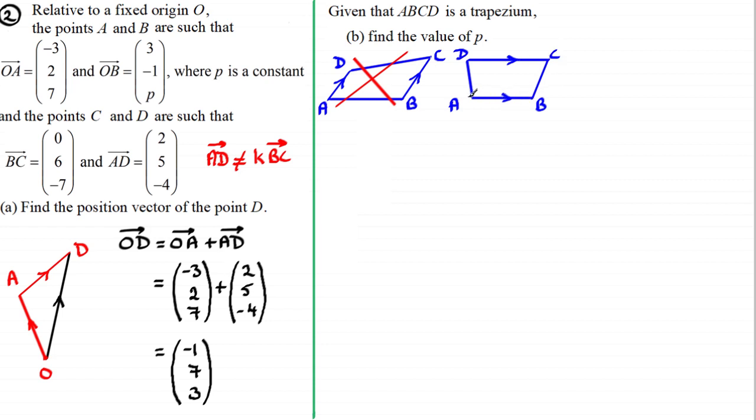I don't know at this stage whether AB is longer than DC. I've just made a sketch. I just want to make sure that we're trying to show this as a trapezium. So where are we going to go with this then?